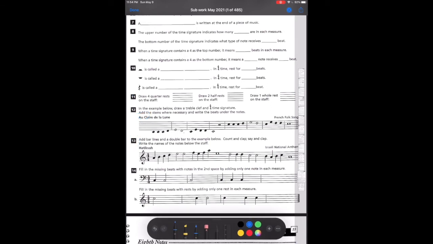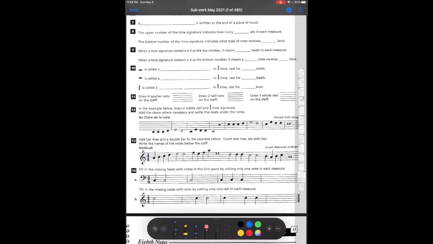So in 13, you're going to think, okay, this is in 4/4 time. That means 4 beats are in each measure. You're going to add the bar lines. And then it also wants you to count and clap. It does not say write the counts. It says write the names of the notes below the staff. Now I'm trying to make sure I know, does it mean quarter note or does it mean the letter? I'm going to assume it means the name, like quarter note, half note. So that's what I want you to do.